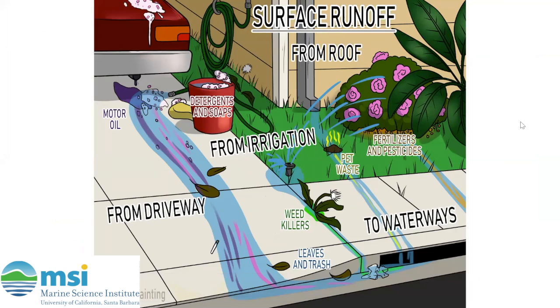Hello again, and welcome back to our exploration of surface runoff. In our first episode, we learned that runoff is important for supplying water. However, when water runs over some surfaces, it can pick up pollutants, as seen in this graphic.